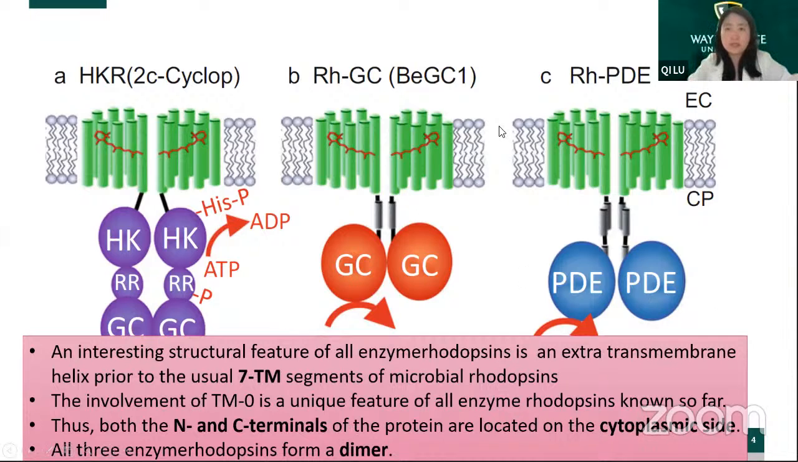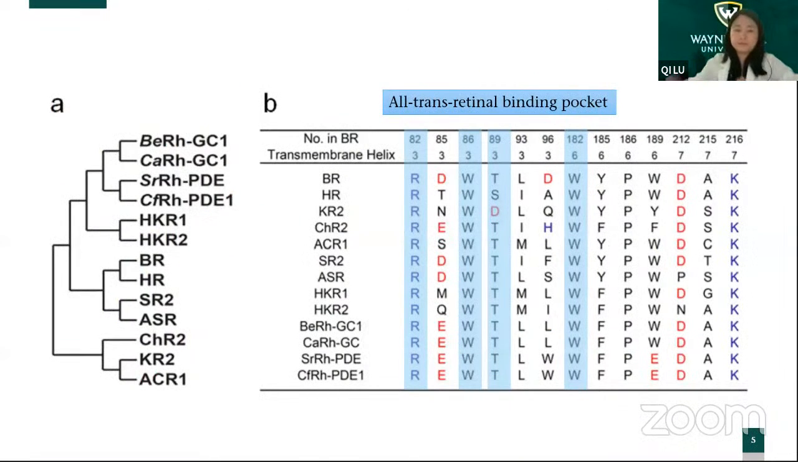And all of these three enzymes form a dimer, a functional dimer. I think for the histidine kinase, the kinase domain is probably quite critical for the interaction. However, the dimerization of the others is probably due to the property of the transmembrane domain binding the all-trans retinal. And here they naturally form a dimer, just like other pumps or channelrhodopsins.